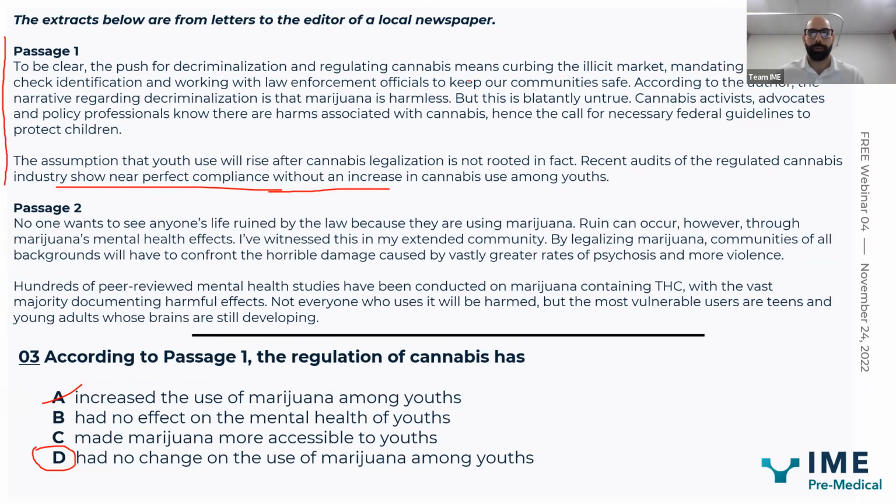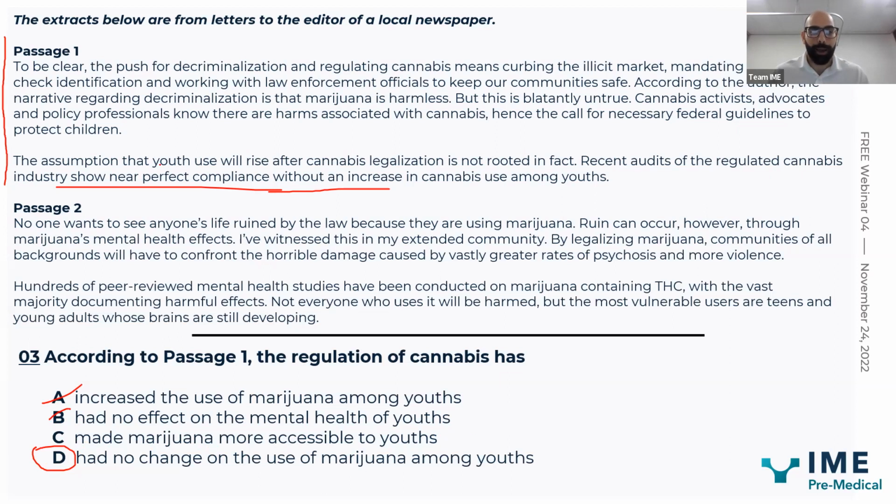We're talking about criminalization and usage and increase of usage with the youths. So B is technically a red herring, if you want to put it that way. It makes no sense to passage 1. C says made marijuana more accessible to youths.